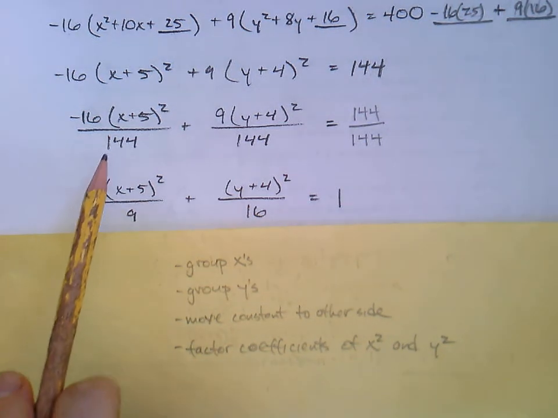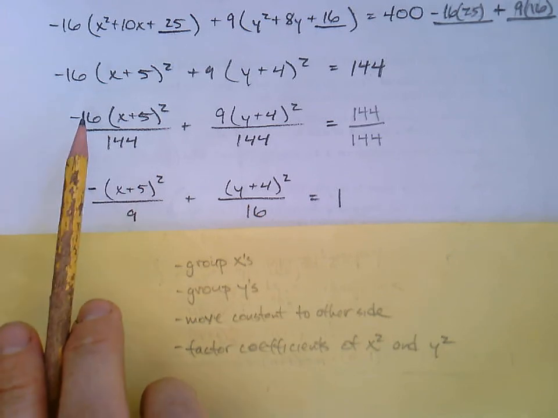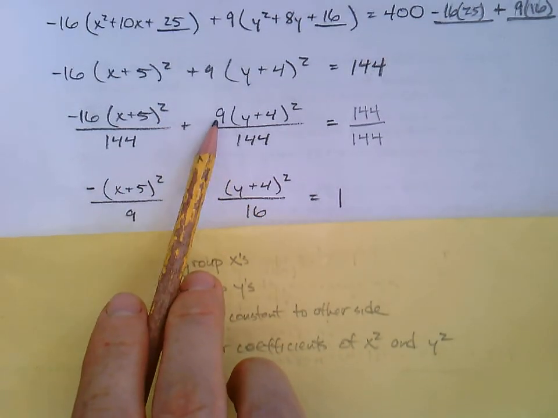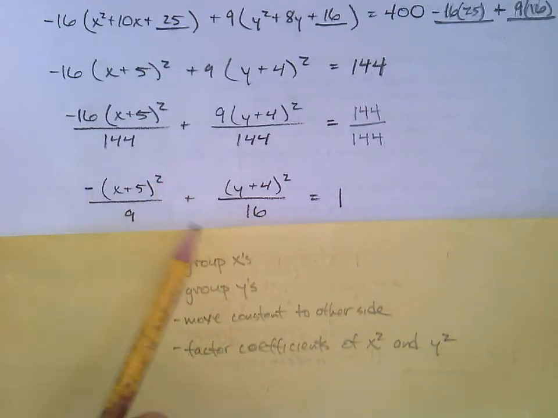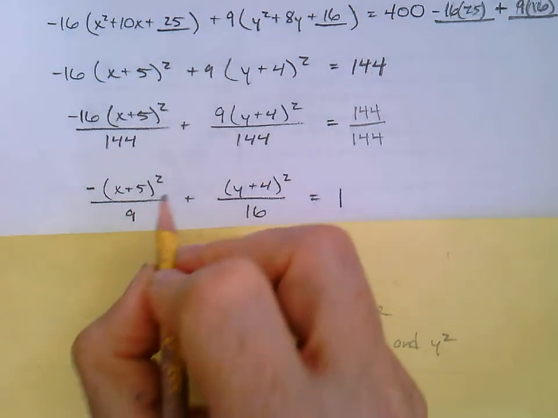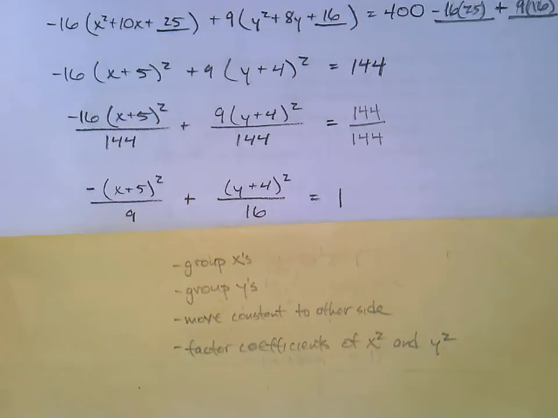So to reduce here, take 144 divided by 16. That'll get you 9. 144 divided by 9, that'll get you 16. Hey, the numbers switched. Not surprising. And we get the 1 right there. There is still a negative here, so be aware of that. Okay, so far so good.